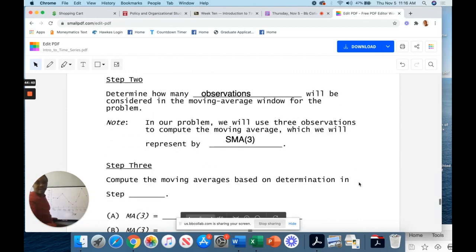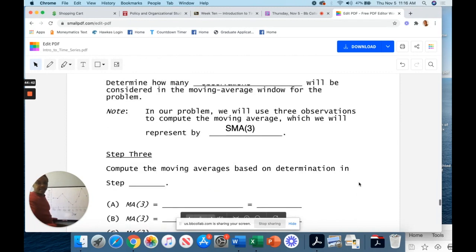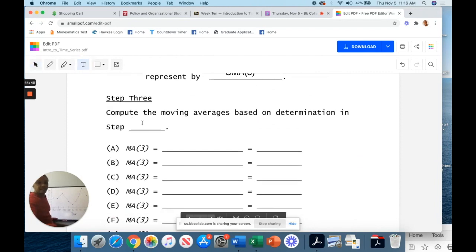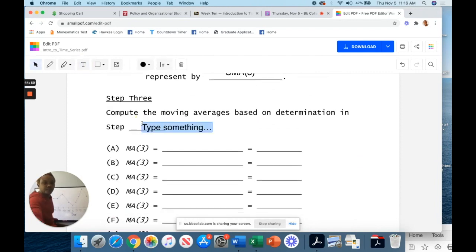Now, why is that important? This next step says compute moving averages based on the determination in the previous step. All right, so here's what we have. You're going to have to look at the original data. Go to the original data. Look at these 3 points right here: 1, 2, 3. I'm going to write this right here, because it's going to take too long to do it the other way.